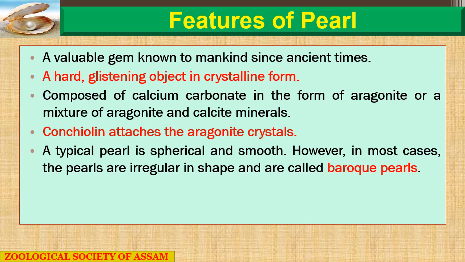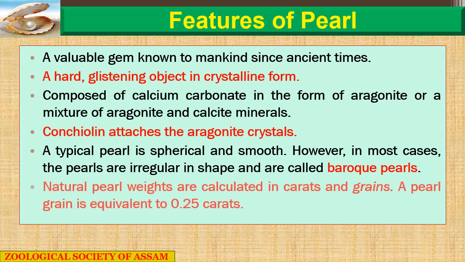A typical pearl is spherical and smooth. However, in most cases, the pearls are irregular in shape, and these are called Baroque pearls. Natural pearl weights are given in carats and grains. A pearl grain is 0.25 carats.